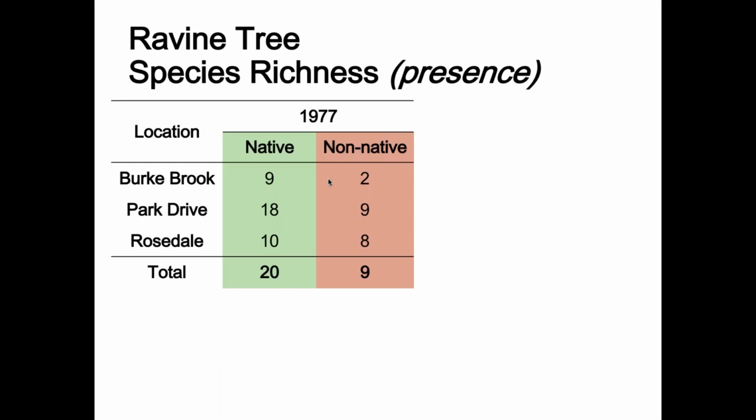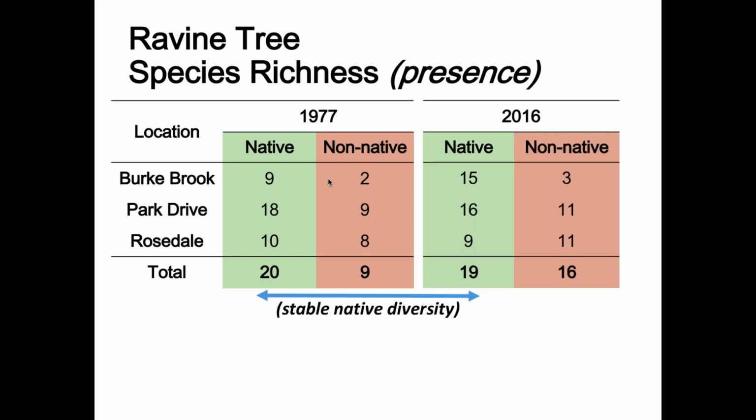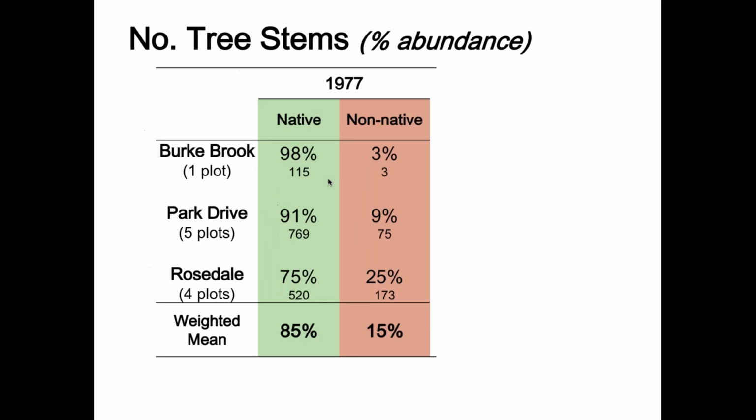When we went down into the ravines, and these are from 3 of the 4 plots that we set up, you look at the native tree species richness, the presence, there were 20 in those 3 ravines, and non-native there were 9. That was back in the 70s. And if you look today in 2016 when we went back, it's roughly the same for native species, but what's rather interesting is that the invasive species of trees have increased. Not quite double, but obviously going up over the 40 years.